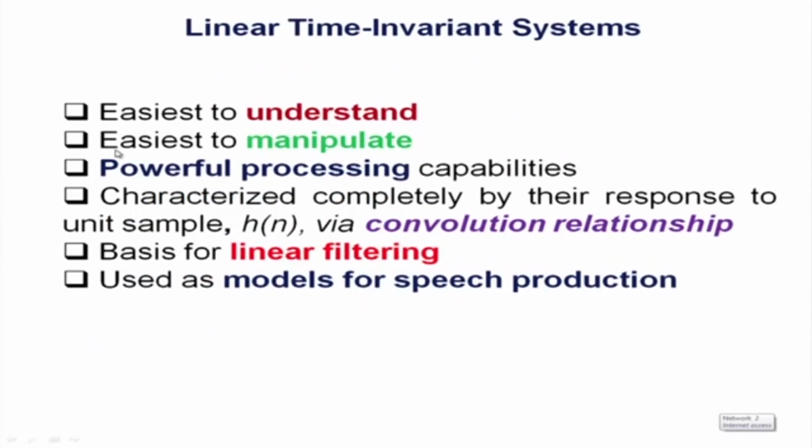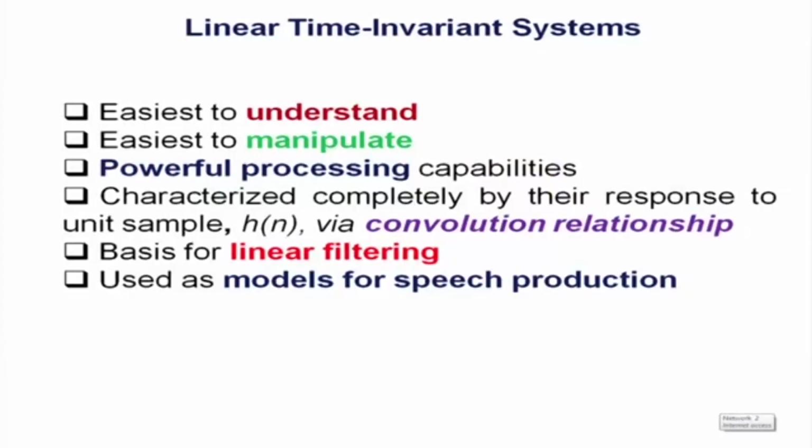I am not going into details. Then why do I take that LTI system? Because it is easy to understand, easy to manipulate, and has powerful processing capability, characterized completely by its response to a unit sample via the convolution relationship. It is the basis of linear filtering, and is used as a model for speech production. So always we try to model this as an LTI system, because in signal processing it is easy to understand and manipulate, and has powerful processing capability. That is why we always use the linear time invariant system.